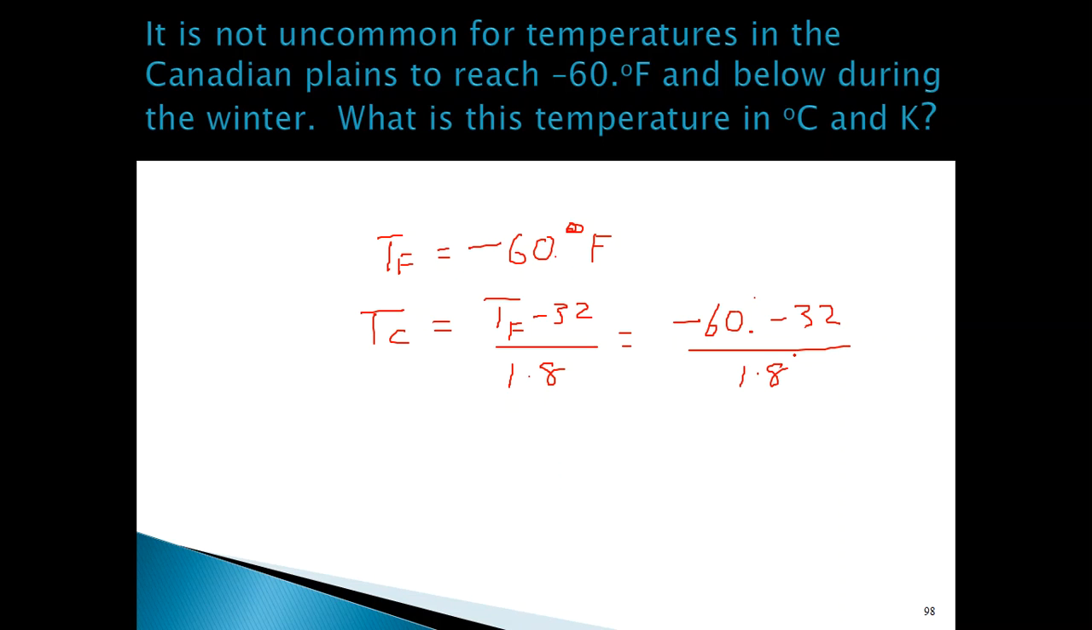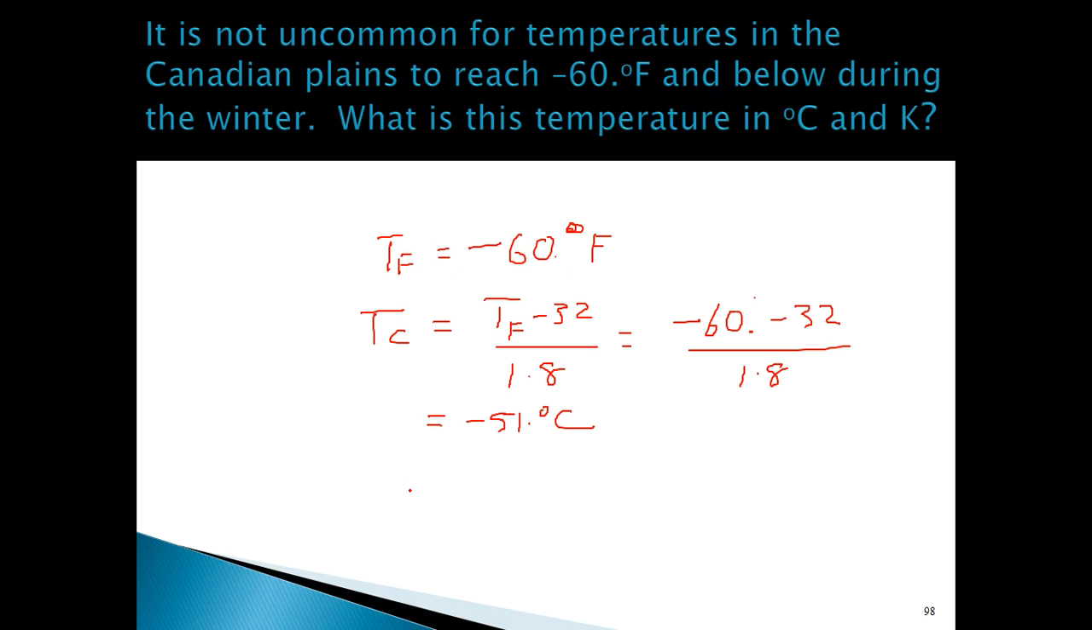So let me do that on my calculator. So that's minus 60 minus 32 divided by 1.8. And according to my calculation, this works out to be equal to minus 51.1, well, 51, because this is 2 sig figs, the result of subtracting here would be given 2 sig figs, and you're dividing by 1.8, which is exact, so therefore this is minus 51 degrees Celsius.